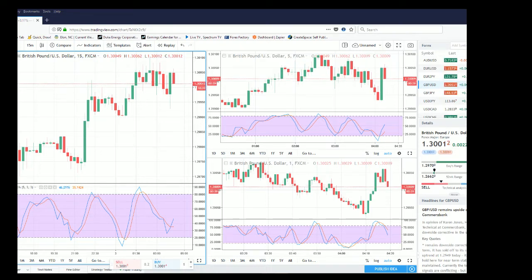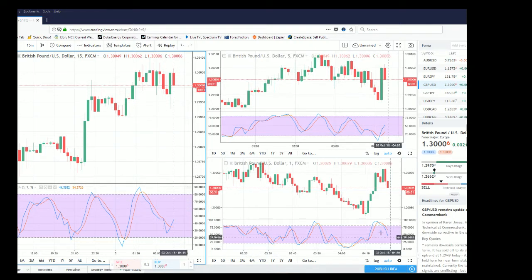We do have a market report on the British pound dollar in about 11 minutes. What I would prefer is to see this come back down here before I entered. It may not. It may just come down a little and then go back up. Just have to wait and see. Don't be in a hurry to enter a 5-minute binary.